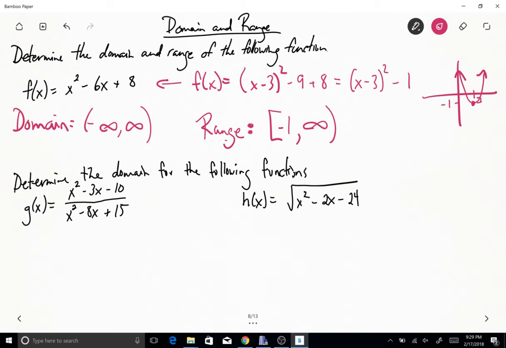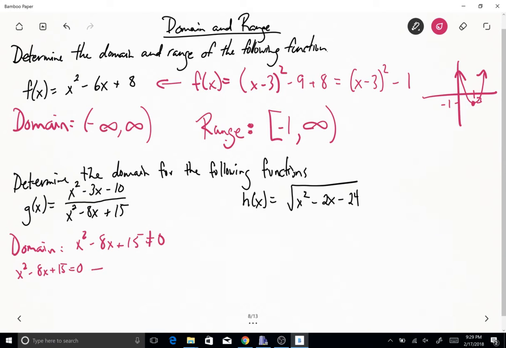So now moving forward, how do we figure out the domain for the following functions? So for g of x, the only time we have to worry is when the denominator equals 0. So x squared minus 8x plus 15 cannot equal 0. So to solve it, we set it equal to 0. X squared minus 8x plus 15 equals 0, and notice this one can be factored. So this can be factored to x minus 5 and x minus 3. Okay?